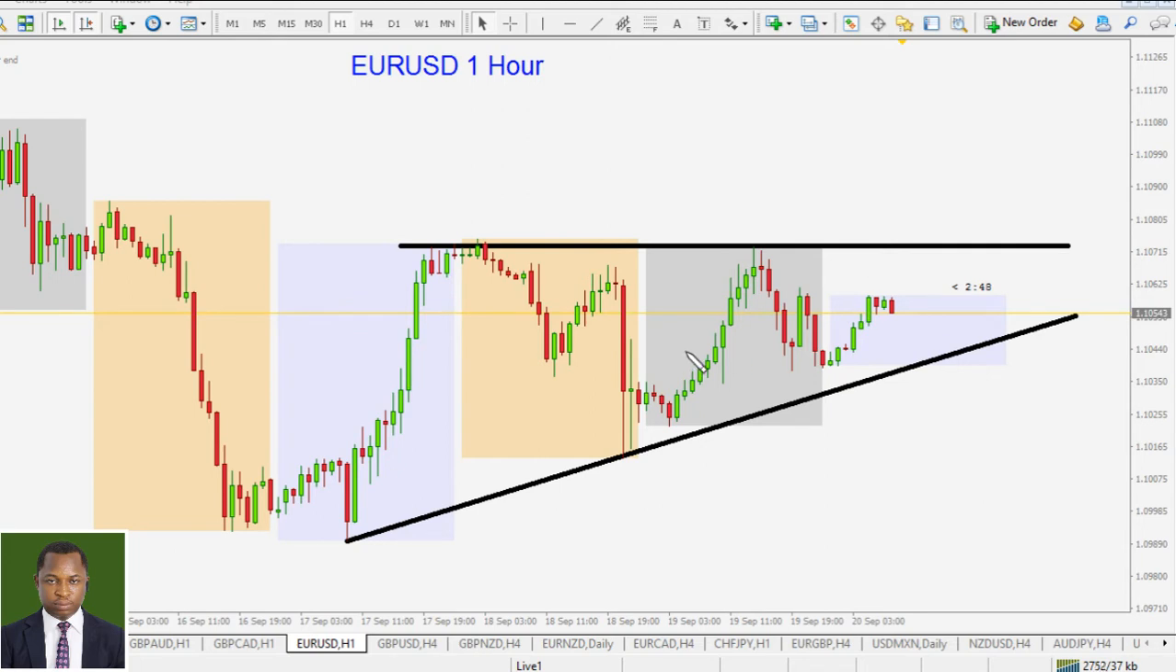For me, for today we may not see any significant move. We may even have price come down here, then move back up again. Nothing serious may happen for the euro against the American dollar for today.